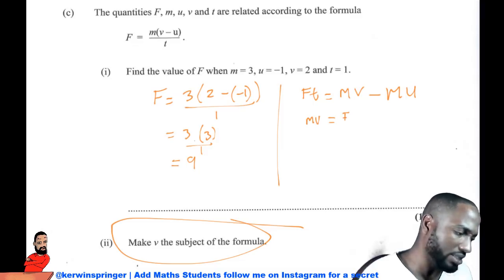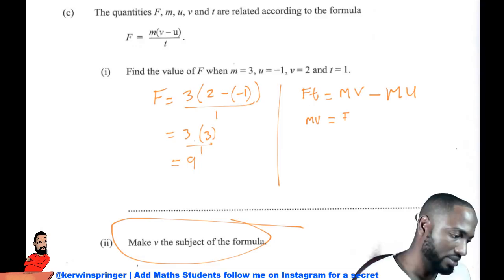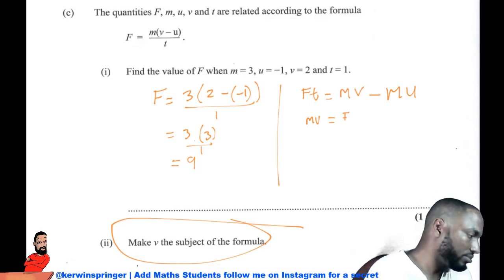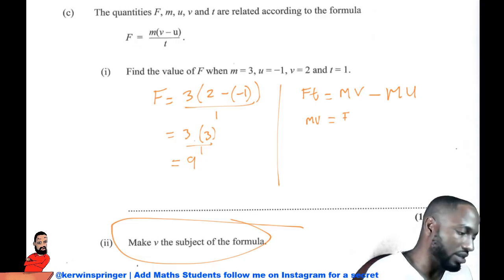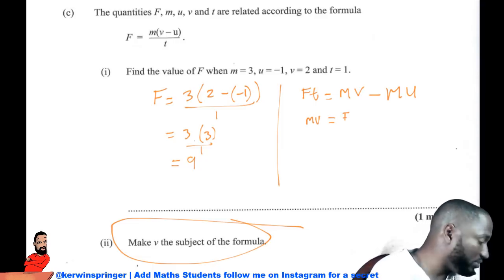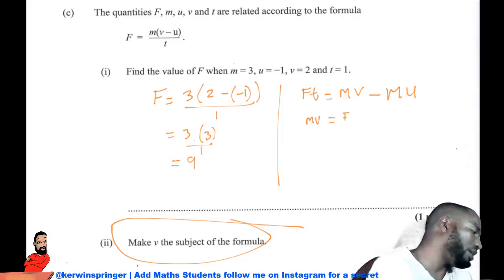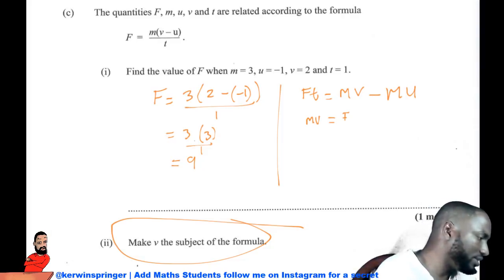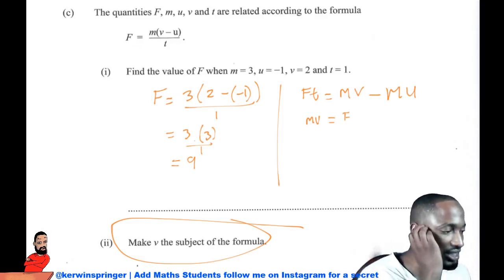I've seen some answers looking a little weird. Right, Chelsea. This is Chelsea, not bad. Right, so Ft, Mv, and I'm bringing across the Mu, is equal to Ft. F is capital, yeah. Yeah, this is physics.